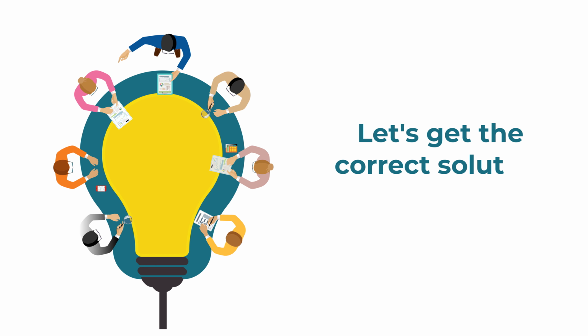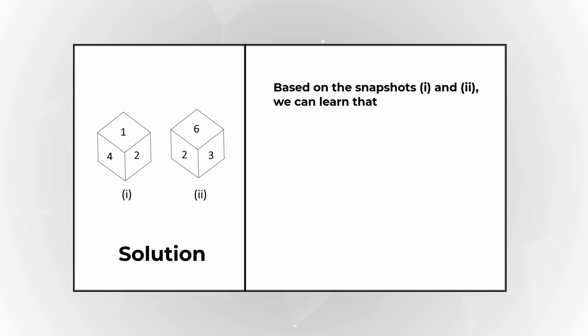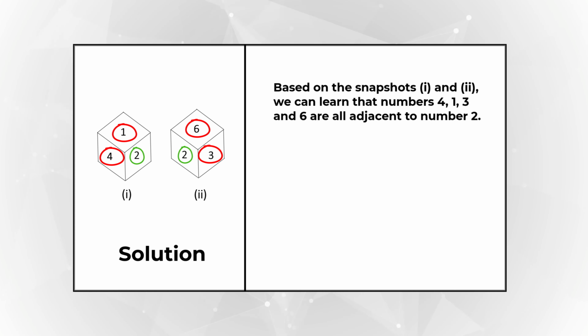Are you ready? Let's move forward and get to the correct solution together. To solve this challenge, let's take a close look at the dice's snapshots. Based on both snapshots, we can learn that numbers 4, 1, 3, and 6 are all adjacent to number 2.